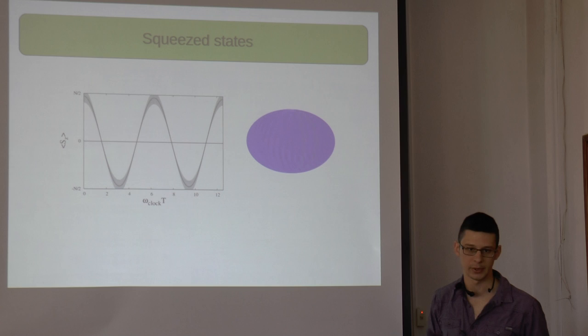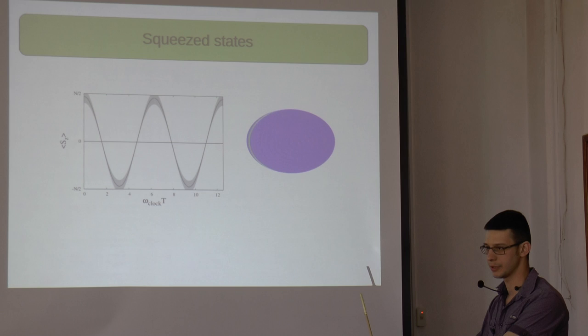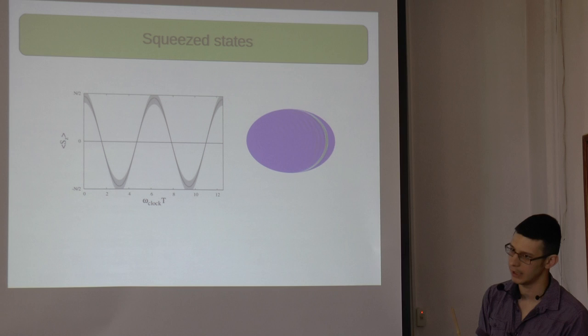So the message is that if you change the procedure in the atomic clock and use, instead of the state which is now used, 0 plus 1 over square root of 2, some other state, then maybe you can measure something with smaller uncertainty. This is the idea.